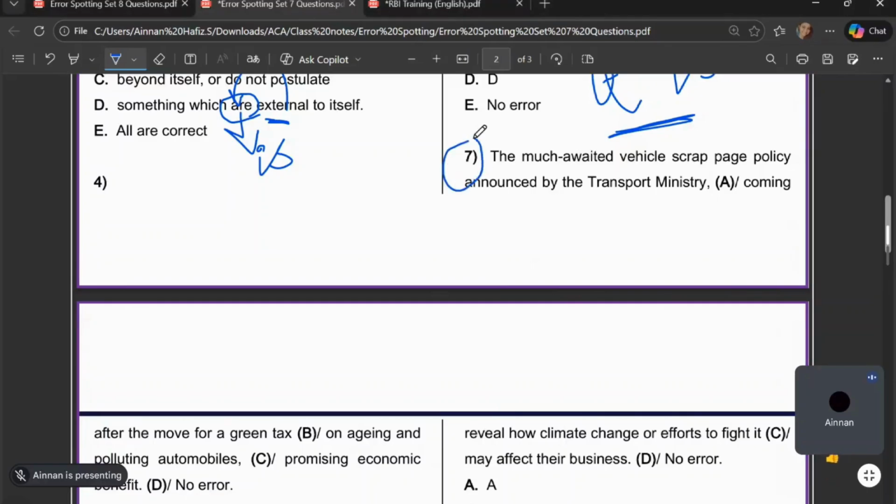Girls and boys. Okay, I know you're hungry. We'll finish this and then we'll wrap it up. Okay, seventh one. You can start from here and the question continues here.